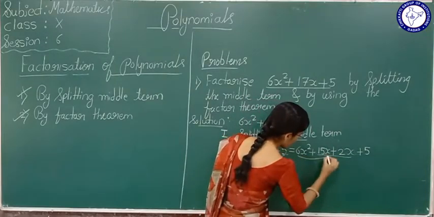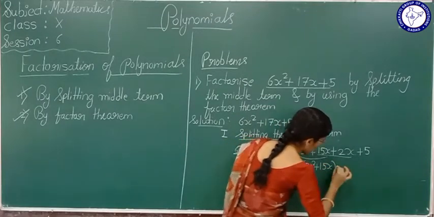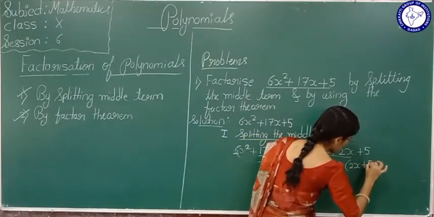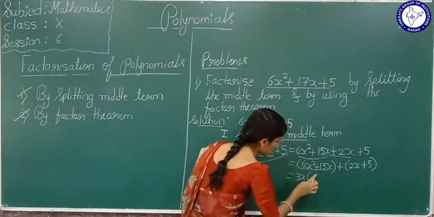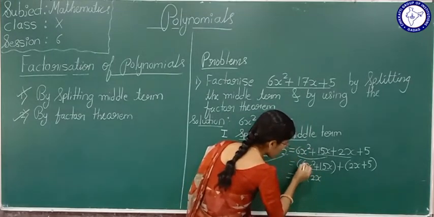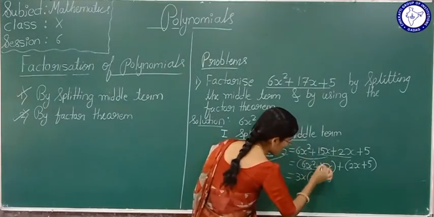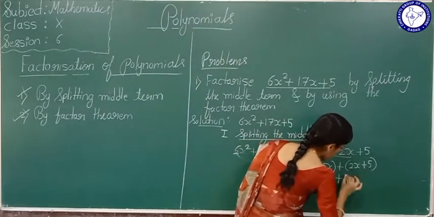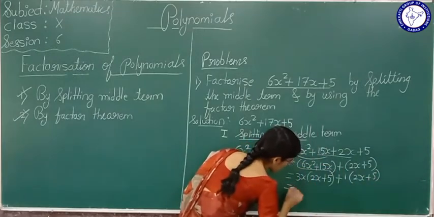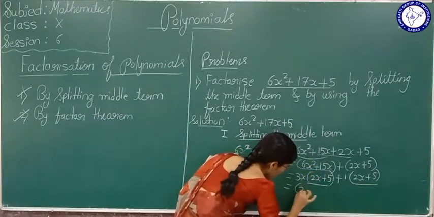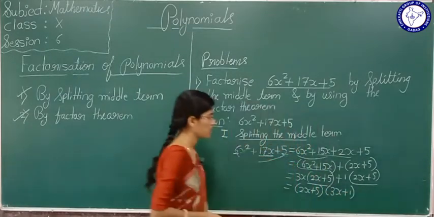Now see here. Group these two: 6x square plus 15x, plus bracket 2x plus 5. Now what is common here? 3x is common. What is remaining? 2x, since 3 twos are 6, x into x is x square, plus 3 times 5 is 15. Now what is common in the second group? Nothing is common, right? So you take 1. 2x plus 5. So this can be written as, this bracket is common, (2x plus 5)(3x plus 1).